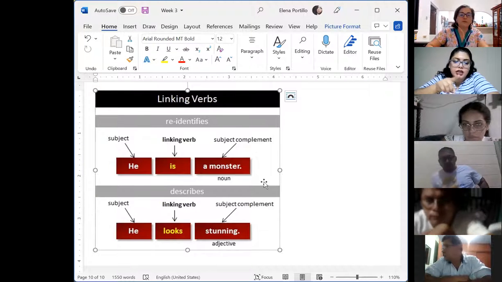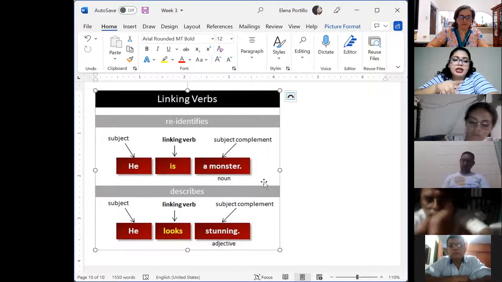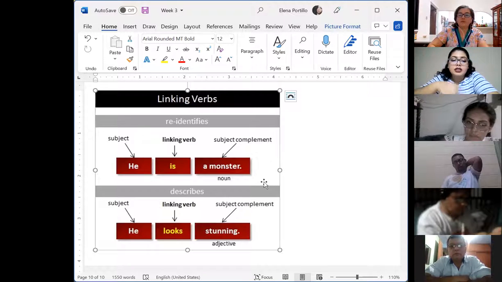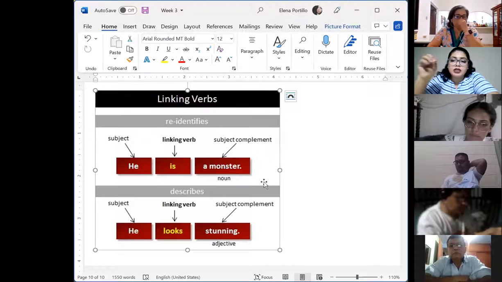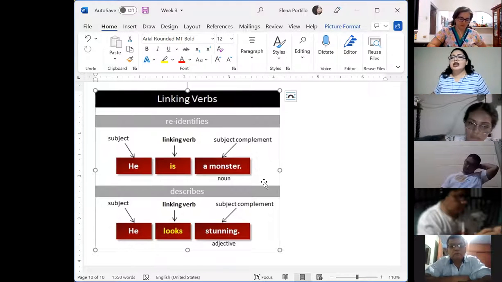We have the subject, we have the linking verb, and then we have the subject complement. He looks stunning. What does he look like? He looks stunning. So we are talking about the subject and we are adding more information. And in this case, we are linking that information to the noun.